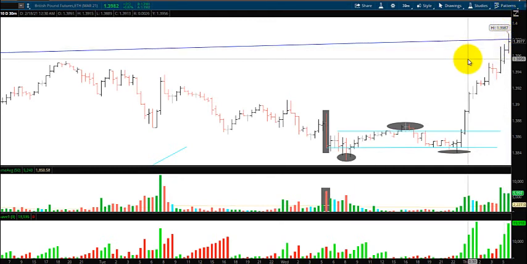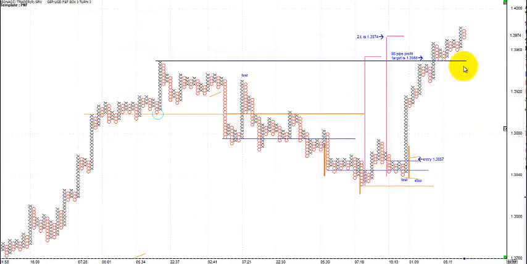Again, this is just for educational purposes. I'm not telling anybody to get into a trade. This trade's already over with. It's already hit our targets. We're done with the trade at this point.